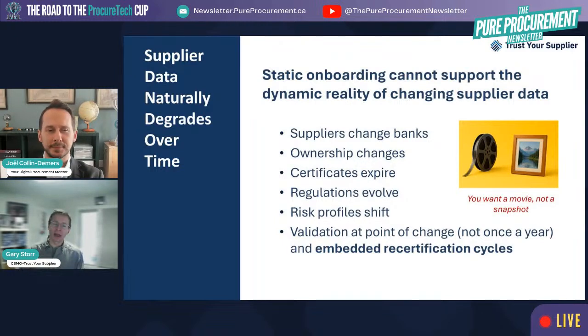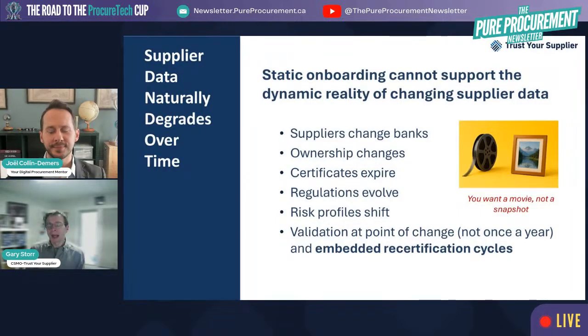Because we know suppliers change all kinds of information. They change their bank accounts. They get sold. They get bought, right? Their certifications expire. Did they renew them? I don't know. How do you know that, right? Regulations change. 10 or 15 years ago, we didn't have GDPR. We have it now. Are they compliant, right? Risk profiles shift based on a whole range of factors that we could spend hours talking about, right?